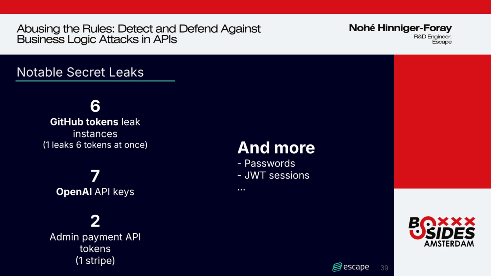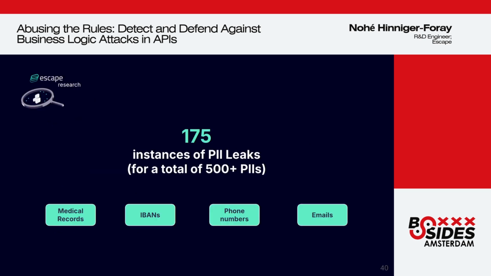We also found some admin payments API tokens that were actually active, one of which was a Stripe token, and a lot of passwords, JWT, blah, blah, blah. For the PII, we found medical records, IBANs, phone numbers, emails, the whole package.